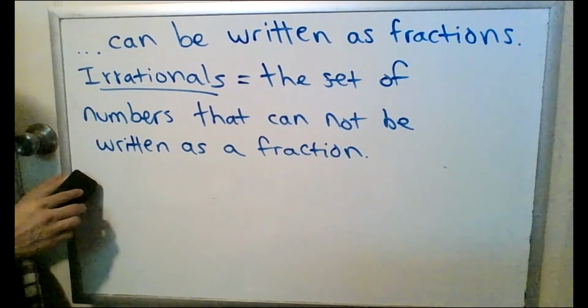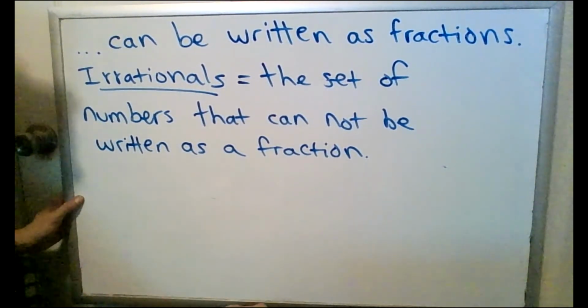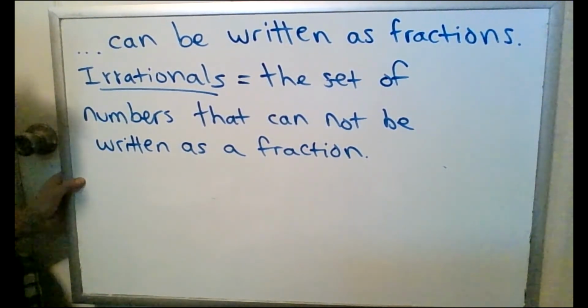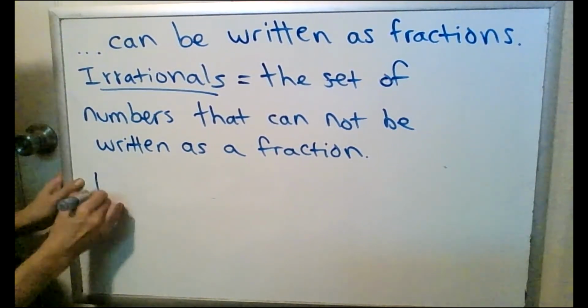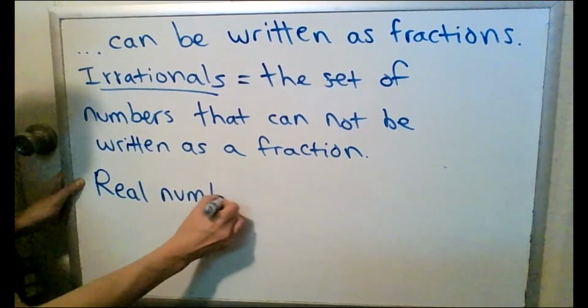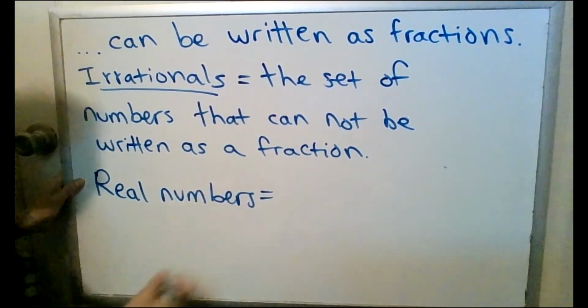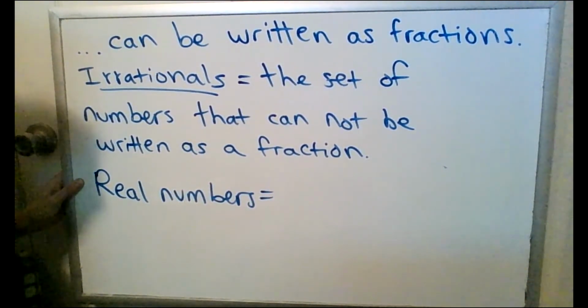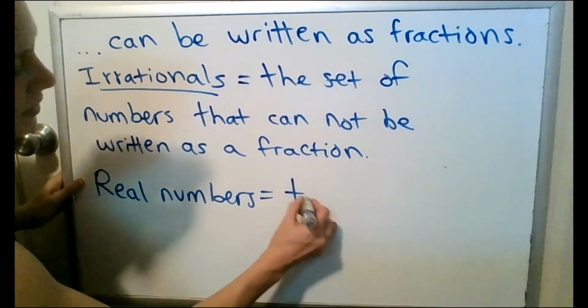Okay, rationals, irrationals. If you put both of those sets together, that's called the set of real numbers. So real numbers is the irrationals and the rationals, all in the same set.